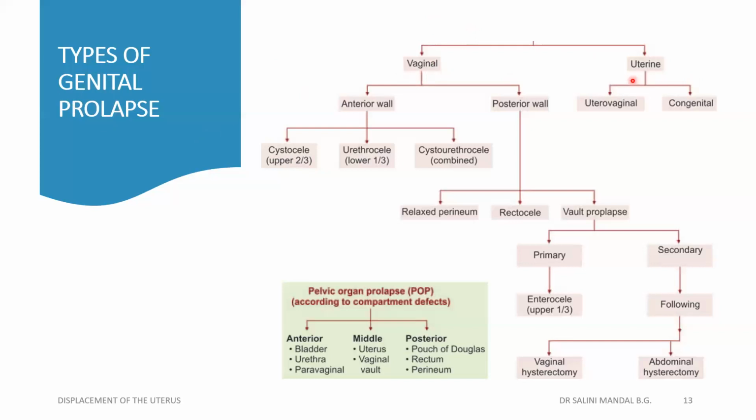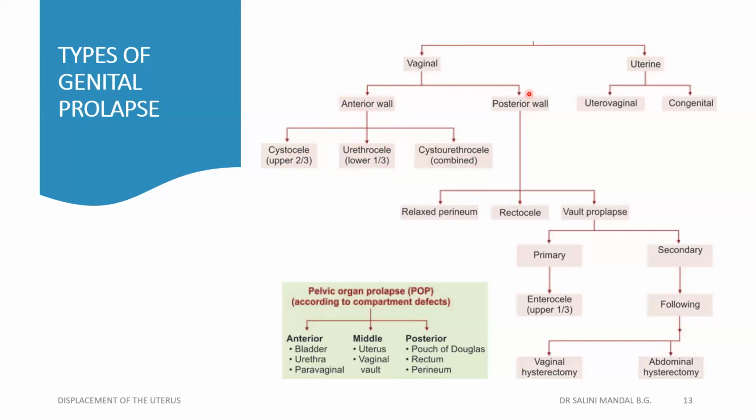Once again, there is a broad classification of genital prolapse. One is a vaginal prolapse, and the other one is a uterine prolapse. In the vaginal prolapse, the first one is the anterior wall. When there is a laxity of the upper two-thirds of the anterior wall, we have cystocele. When there is a laxity of the lower one-third, we have the urethrocele. Here the herniation of the bladder takes place, that is cystocele, and here the herniation of the urethra takes place, that is urethrocele. When the entire anterior wall has a laxity, we have a combined one, that is a cystourethrocele. Okay, I hope this is clear.